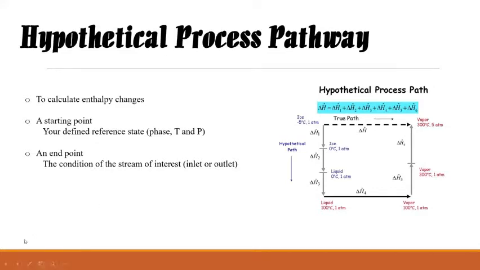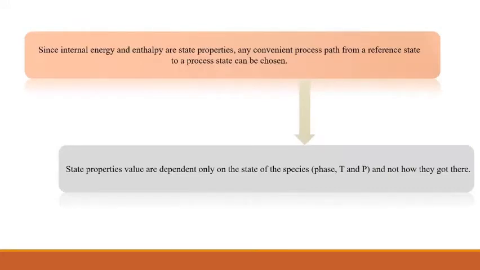So here is the example of the hypothetical process pathway. By constructing the hypothetical process pathway, we can calculate the enthalpy changes that we want from the starting point to the end point. Since internal energy and enthalpy are state properties, any convenient process path from a reference state to a process state can be chosen. The state property values depend only on the state of the species, like the phase, temperature, and also the pressure, and not how they got there.